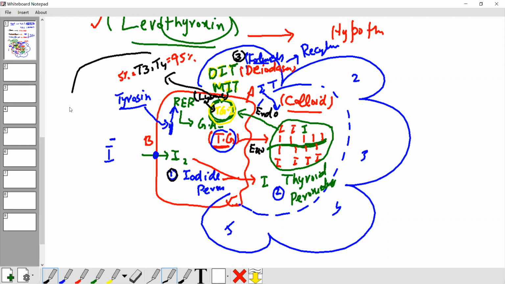Now come back to T3 and T4. You can see mostly 95% is T4 and 5% is T3. So which one is active? T3 is active. Which one is inactive? T4 is inactive.